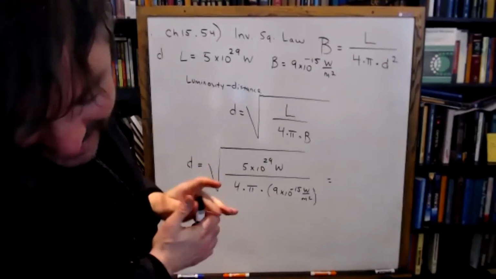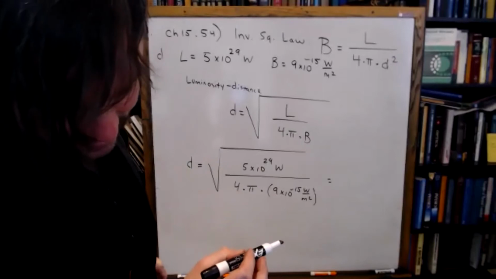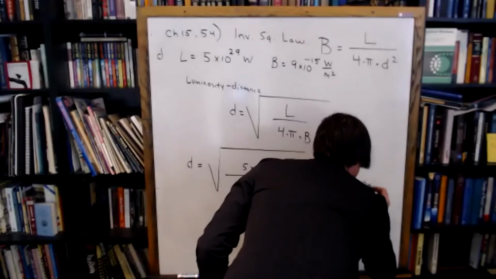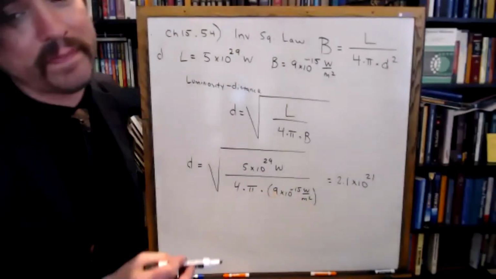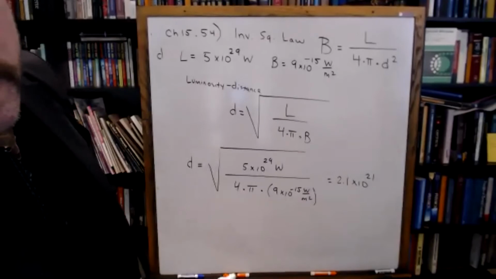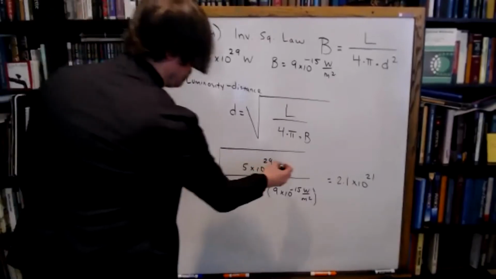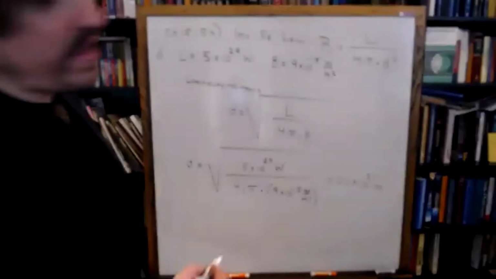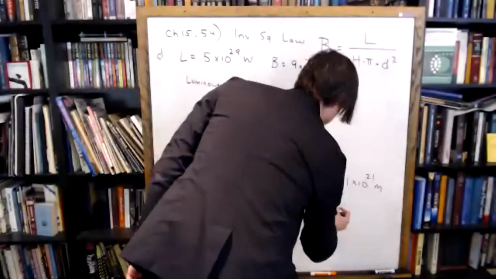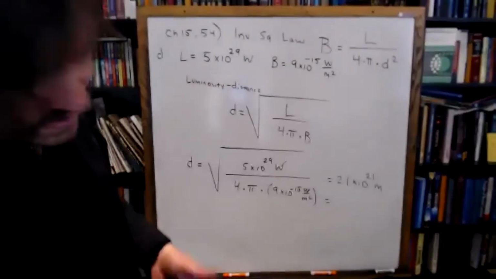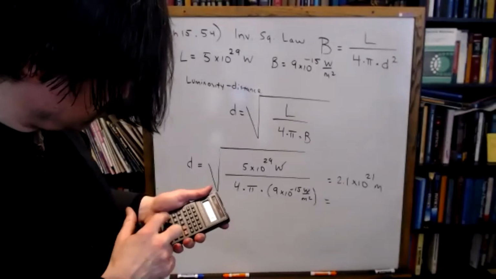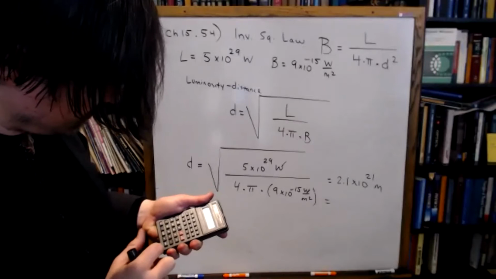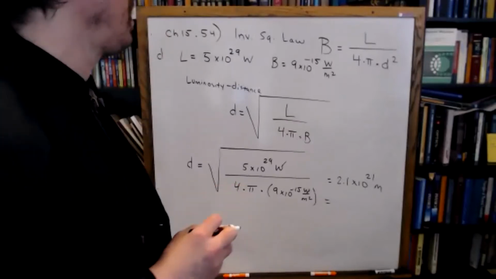What's the final answer? I think it's still pretty much 2.1 times 10 to the 21. What are my units? Is it meters? That's right. How many light years is that? I'm gonna find out through dimensional analysis. A lot. 5 times 10 to the 51.